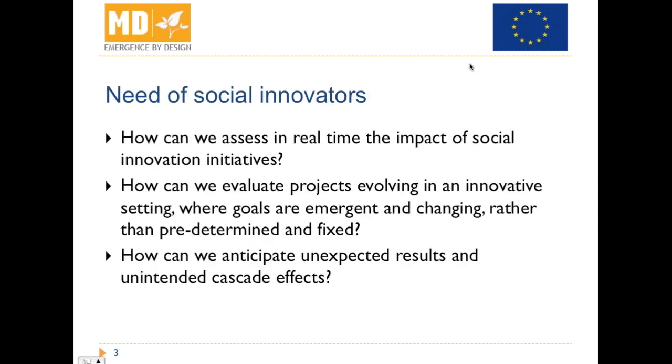So basically, there is a need for social innovation, and there are three main questions. How can we assess in real time the impact of social innovation initiatives? How can we evaluate projects evolving in innovative settings where goals are emergent and changing rather than predetermined and fixed? And how can we anticipate unexpected results or unintended cascade effects?